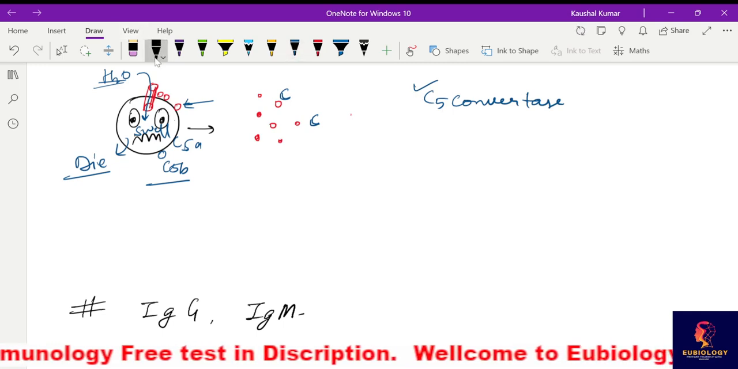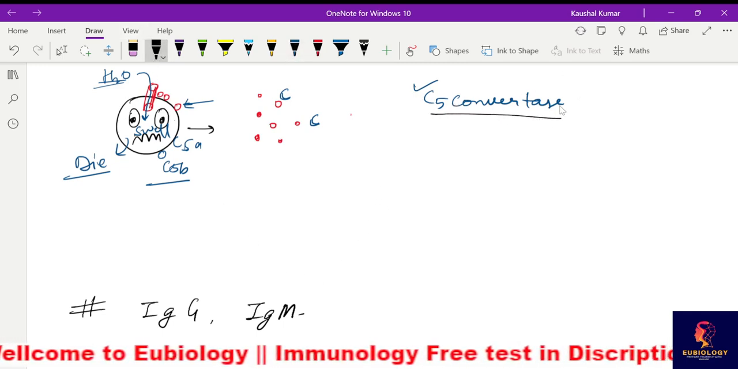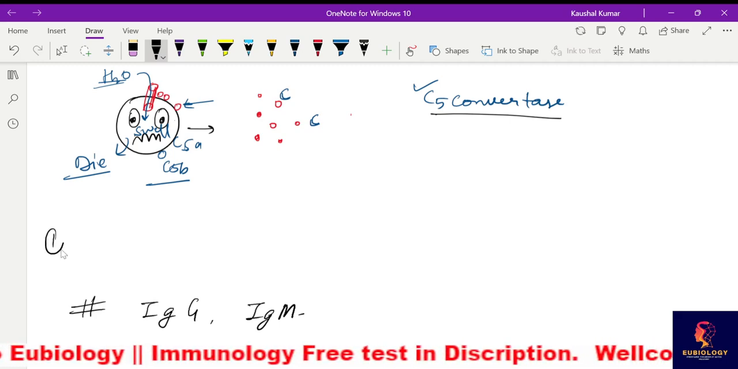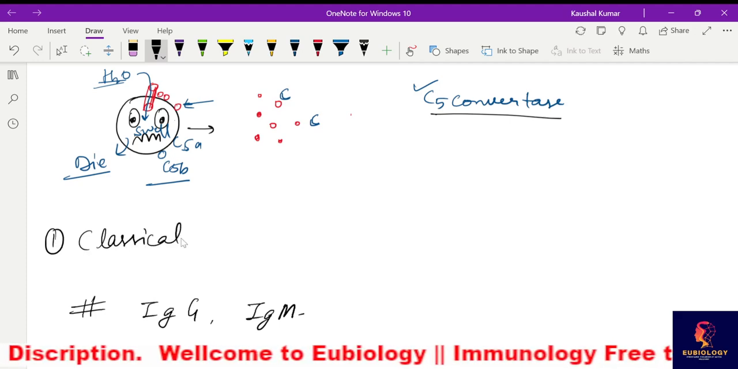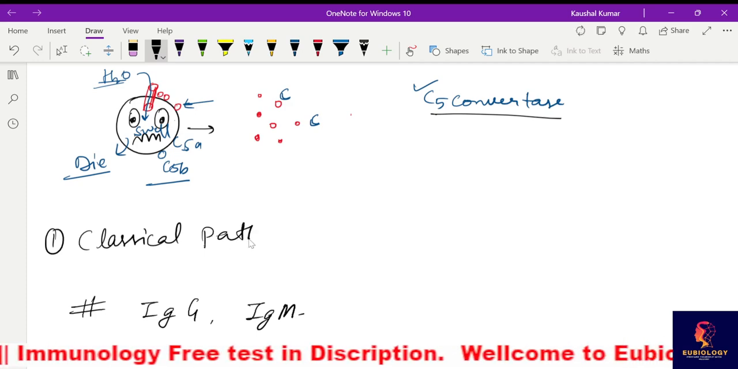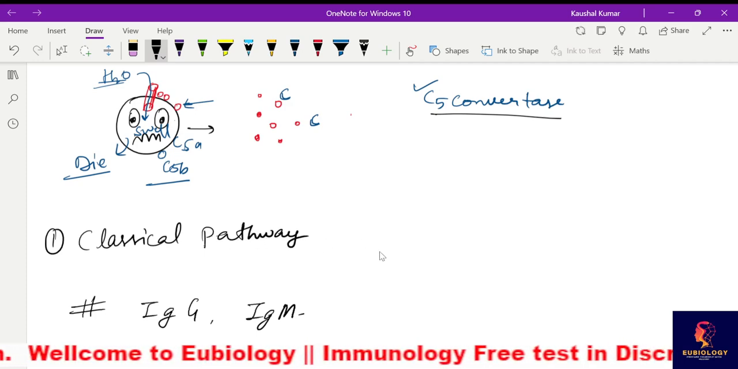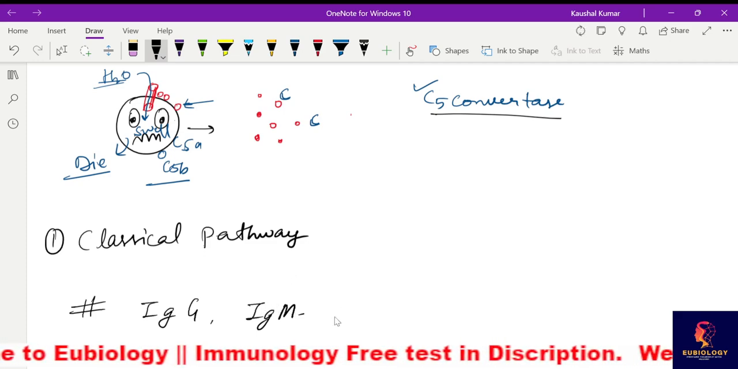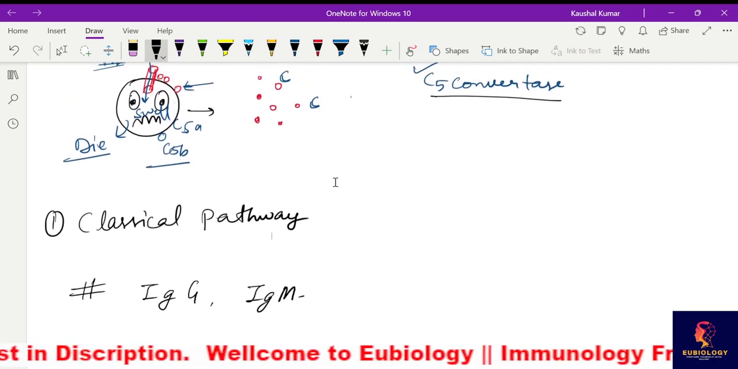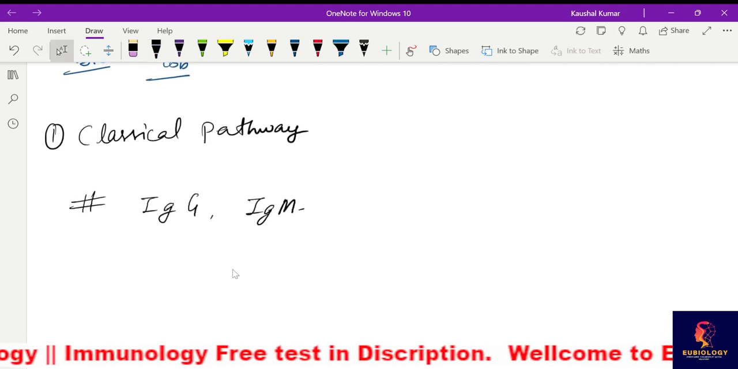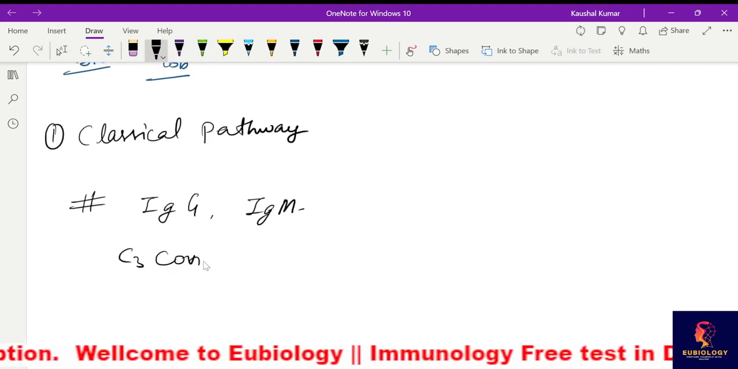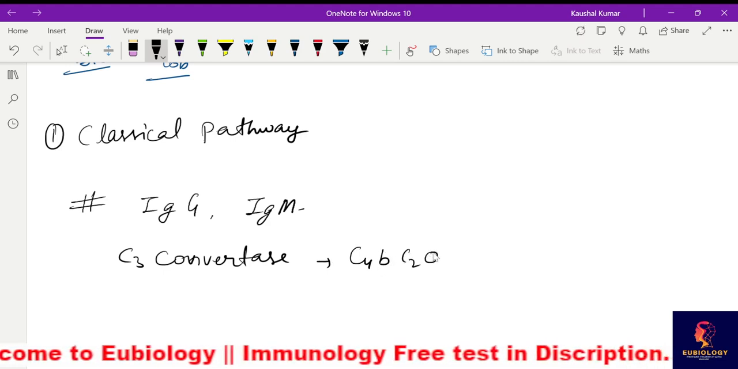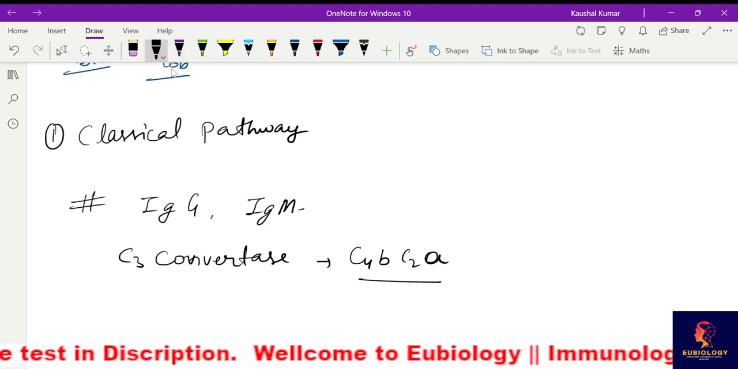For that we have three pathways. Till here, all three pathways are almost the same. The first pathway is the classical pathway. In the classical pathway, IgG and IgM are involved in the activation of these proteins. In the classical pathway you get the C3 convertase, for formation of the C5 convertase. The C3 convertase here is C4B C2A.